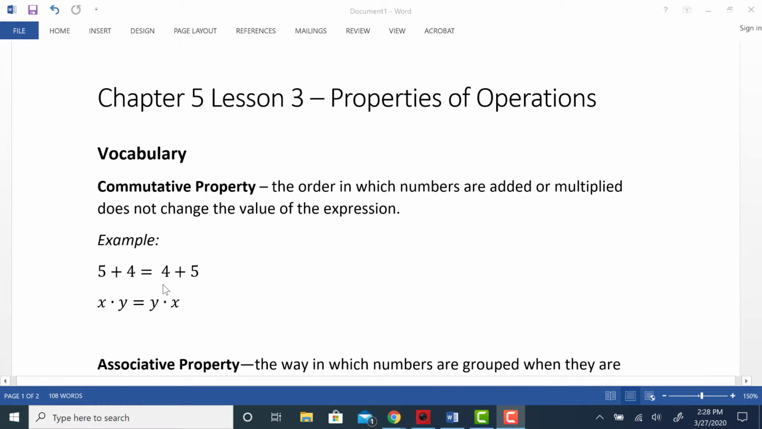Now the equals is just there to show that these two things are the same. So I've got one expression, 5 plus 4, and I've got another expression, 4 plus 5. And they are equal to each other. Doesn't matter if I put the 4 first or the 5 first, I get the same answer. My other example is x times y is the same as y times x. So either way I write that expression, I still get the same answer, have the same value.